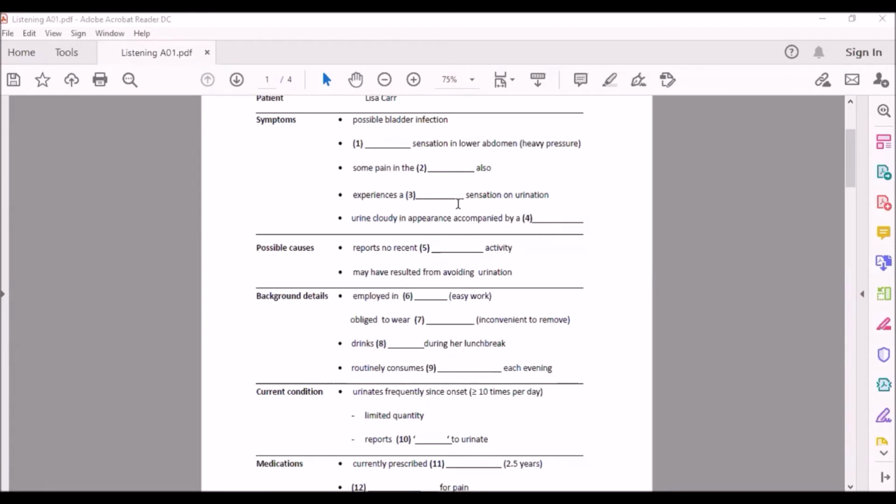Experiences a blah, blah, blah sensation on urination. Blah, blah, blah sensation. What do you think? What part of speech do you think we should have here? A noun, an adjective, a verb?